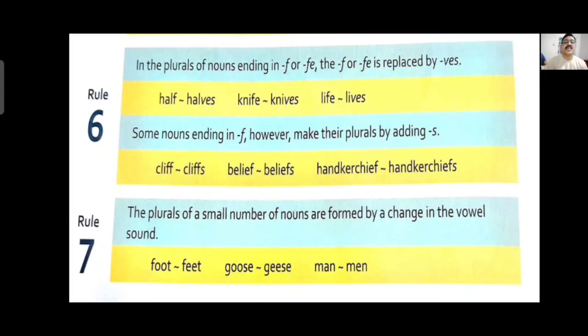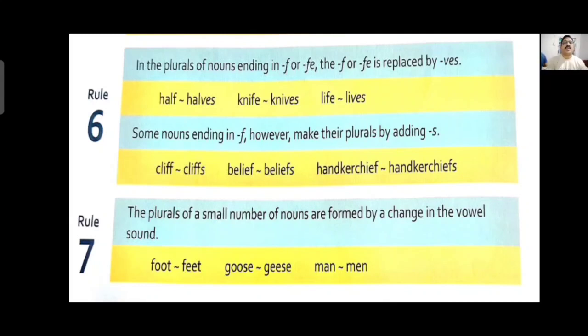Some nouns ending in f, however, make their plural by adding s. You can see some words end with f, but they don't have ves, just s in their plural form. Some cases are like clip, clips. Belief, beliefs. Handkerchief, handkerchiefs.